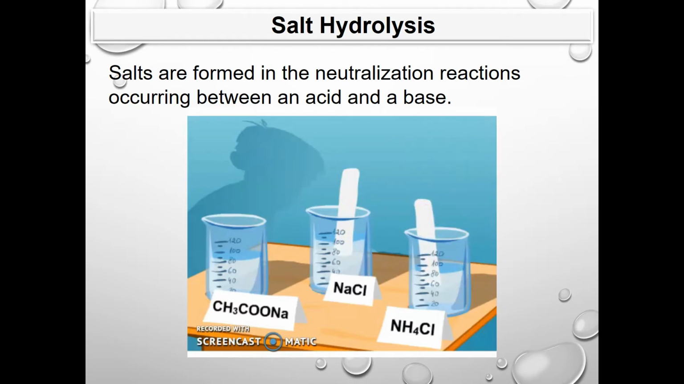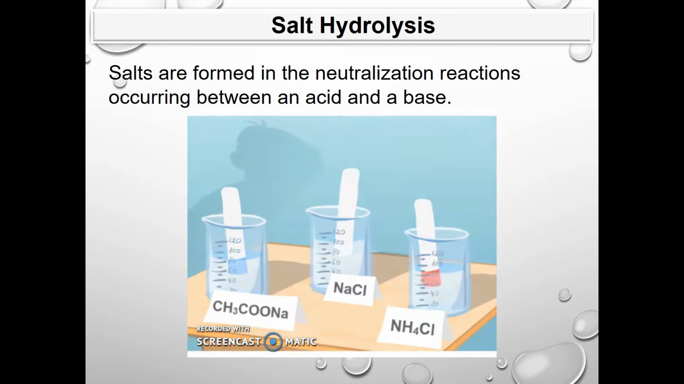But if we measure the pH of ammonium chloride, it turns out to be acidic. In contrast, sodium acetate solution is alkaline. In today's lesson, you will discover the causes of this phenomenon.